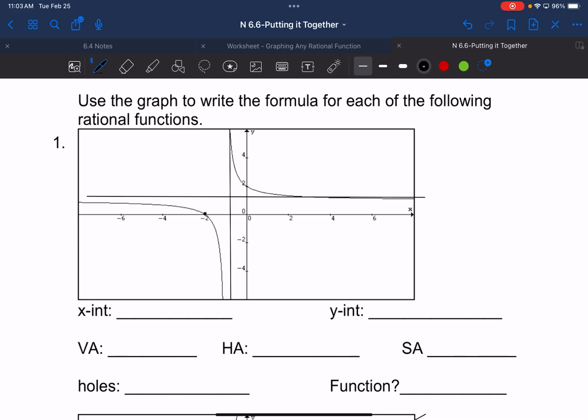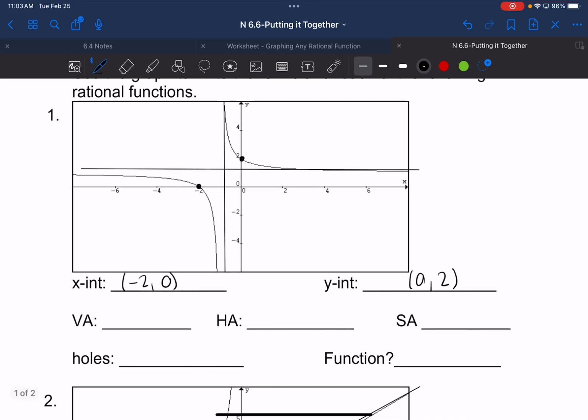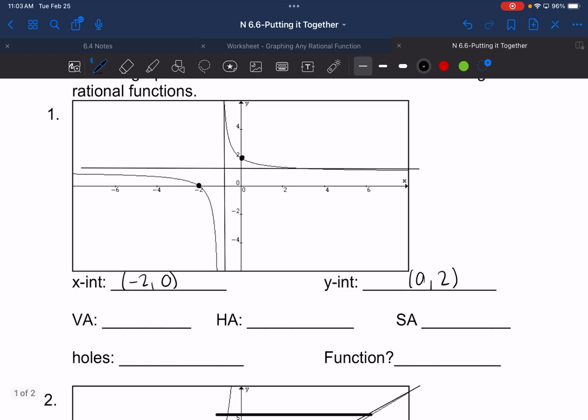Okay, so we got a point right here at -2. So we have an x-intercept at -2, 0. Okay. What about a y-intercept? Do you guys see a y-intercept on this graph? At +2, right up here. Okay. So that would be the coordinate point 0, 2. Perfect. Okay. What about a vertical asymptote?